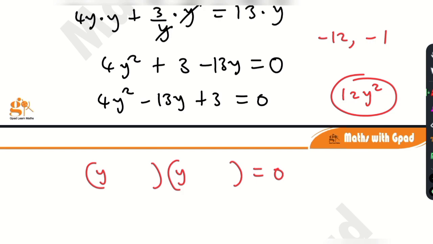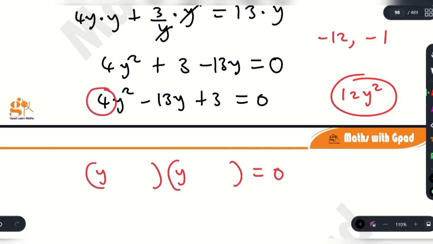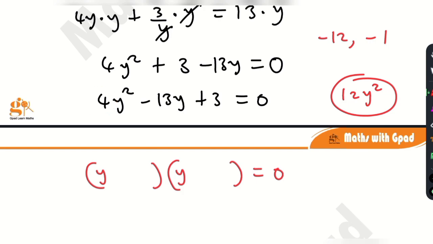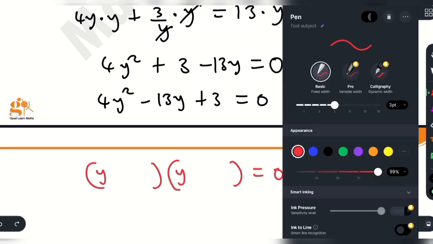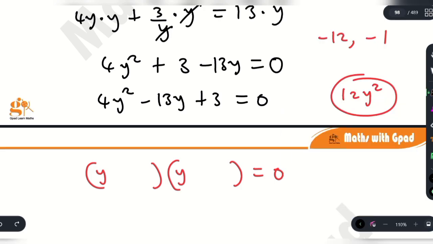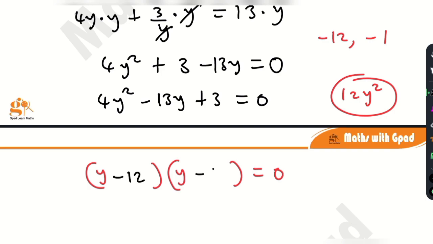I'm not supposed to do this because this coefficient is not 1. But I'll show you how to bypass that. And let me show you what you can do. So the two factors we talked about are what? Negative 12 and what? Negative 1.